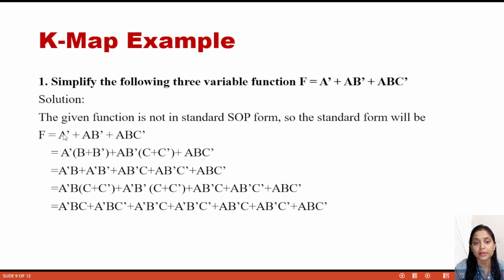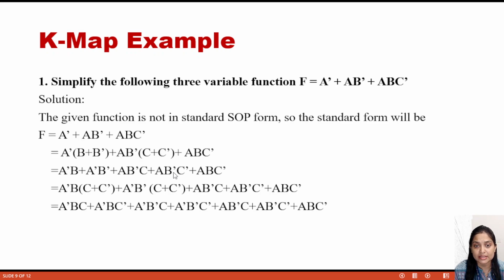For this purpose, first in the first term you have to add B: A bar dot (B plus B bar). According to Boolean algebra, B plus B bar is 1, so A bar dot 1 and A bar dot (B plus B bar) mean the same. Similarly here also, A B bar dot (C plus C bar). After that it multiplies, and it will come in this way.